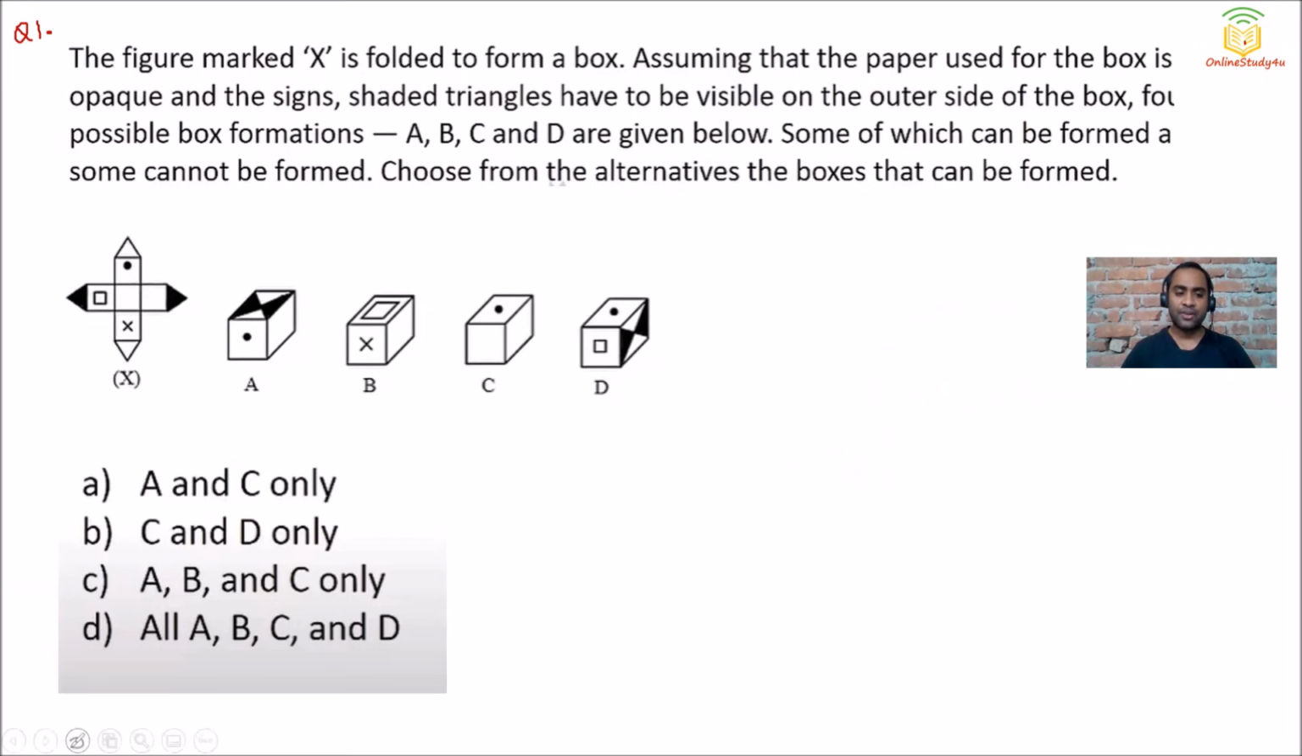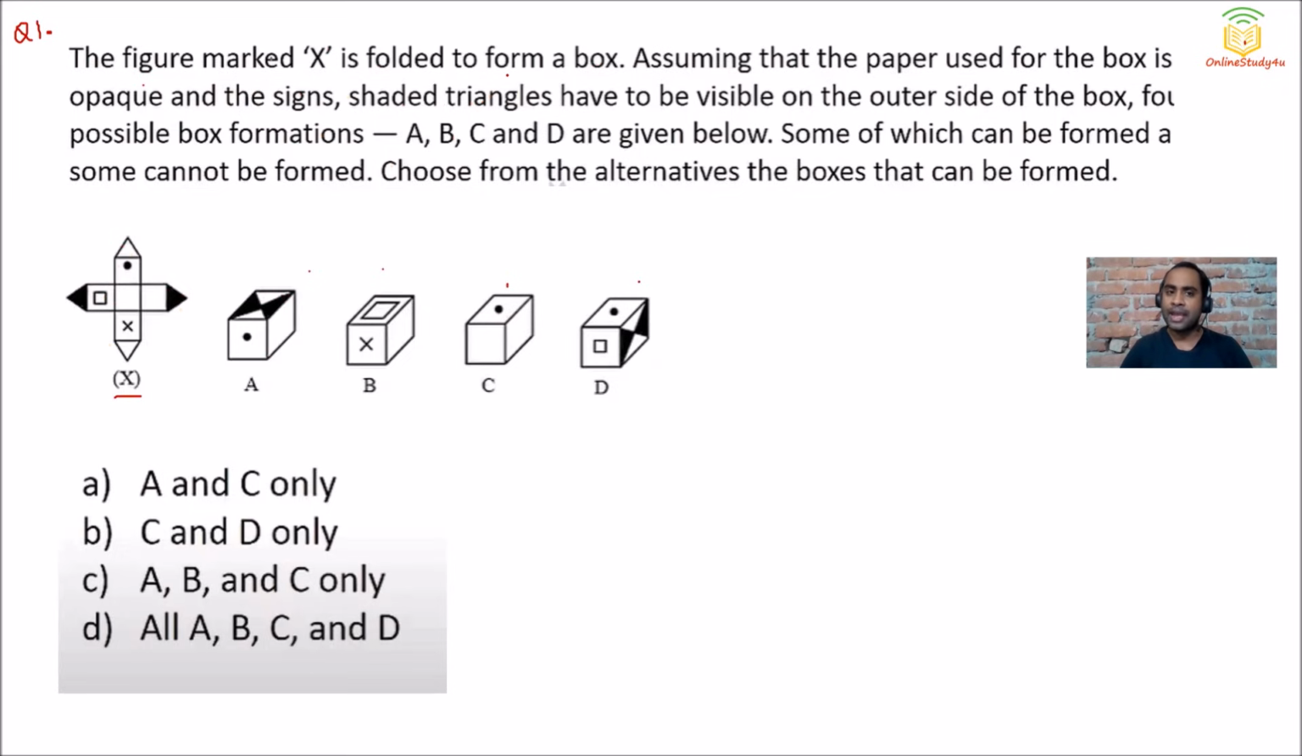Now let us start with question number one. Friends, this is a question of paper folding. The figure marked X, so this is X, is folded to form a box. Basically, we are folding this X figure and making a box. We have four options given. You have to tell, once we fold this X, which box we can make.